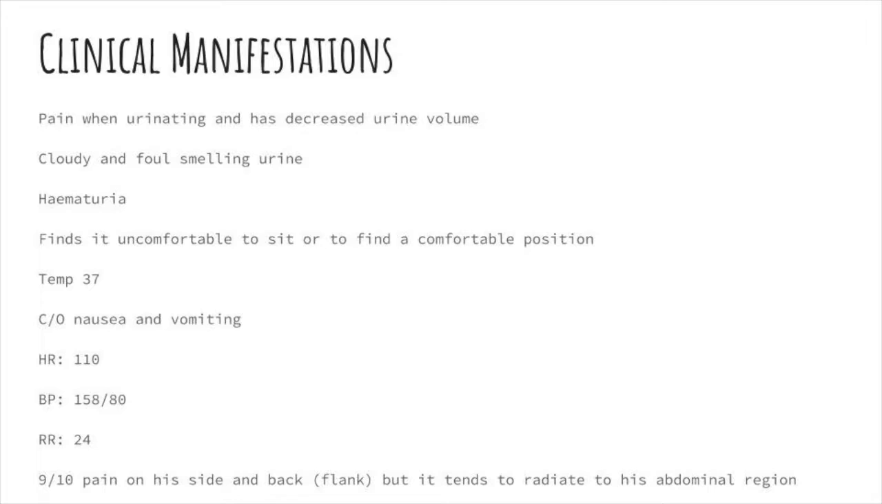Clinical manifestations. When admitted, Peter complained of pain when urinating and reduced volume of urine. The urine was cloudy and foul-smelling with blood in it. He found it difficult to sit or find comfortable positions. His temp is 37 degrees, and he is feeling nauseous and has been vomiting. His heart rate is 110, his BP is 158/80, and his resp rate is 24. He rated his pain on his side and back, which radiated to his abdomen, 9 out of 10. Peter Parker is suspected of suffering from calcium kidney stones.